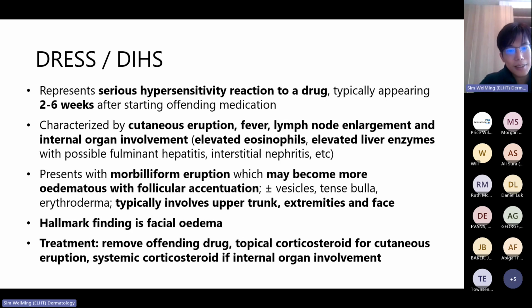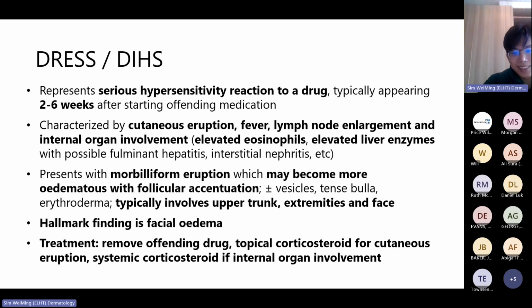But DRESS is characterized by cutaneous eruption, fever, lymph node enlargement, with internal organ involvement. So that's why you get your elevated liver enzymes, you might get kidney impairment. And for DRESS, peripheral blood eosinophilia is like a hallmark as well. And you usually get patients with a morbilliform eruption, which may then become more edematous with follicular accentuation, typically involves the upper trunk, extremities, and face. And also in DRESS, another hallmark is facial edema.